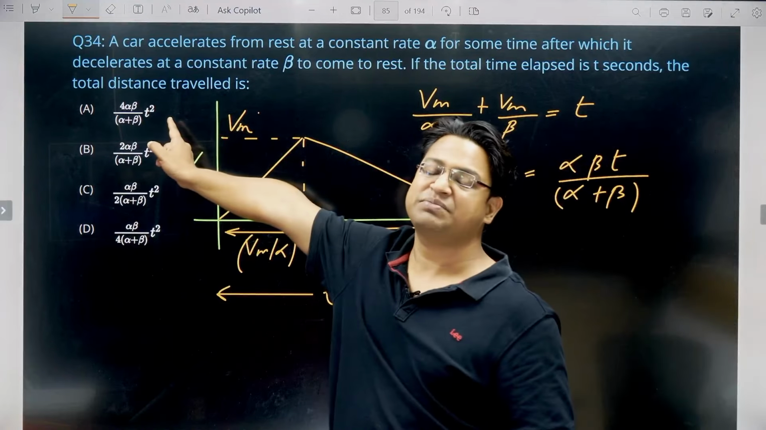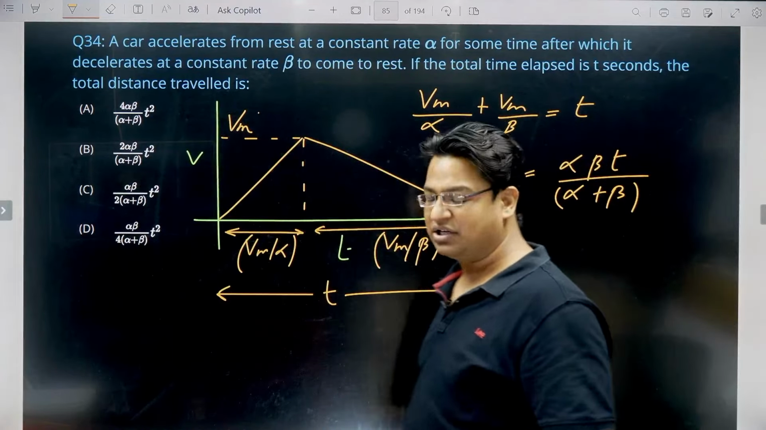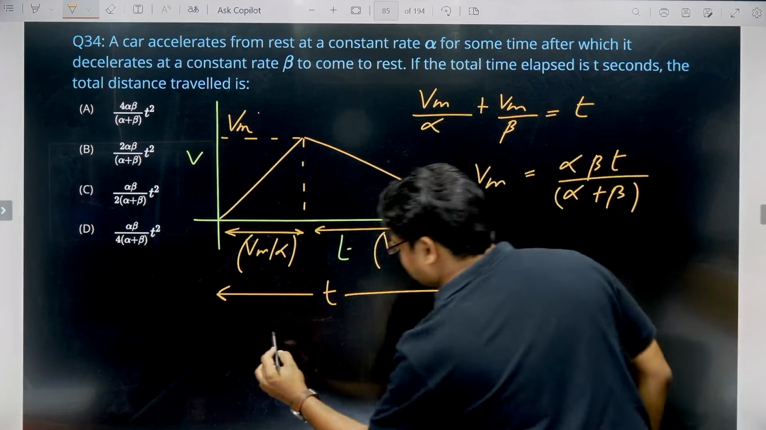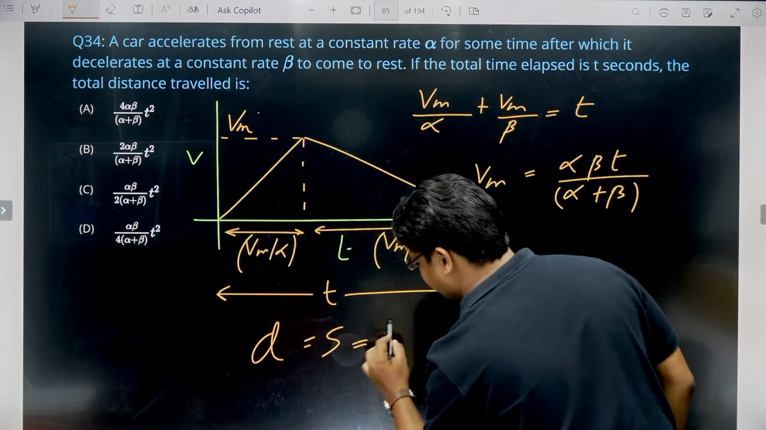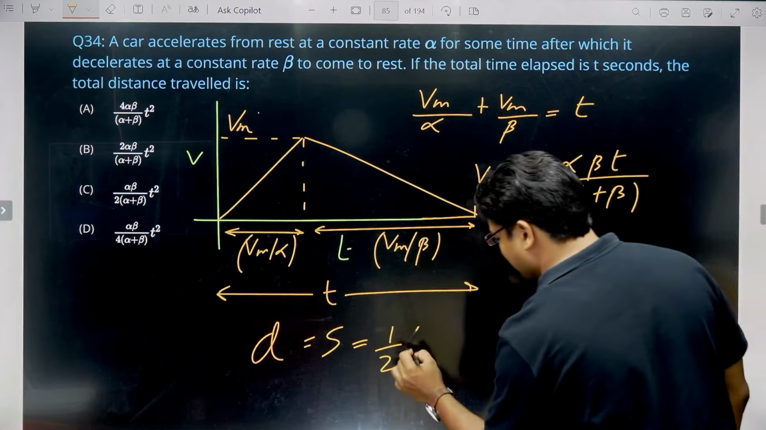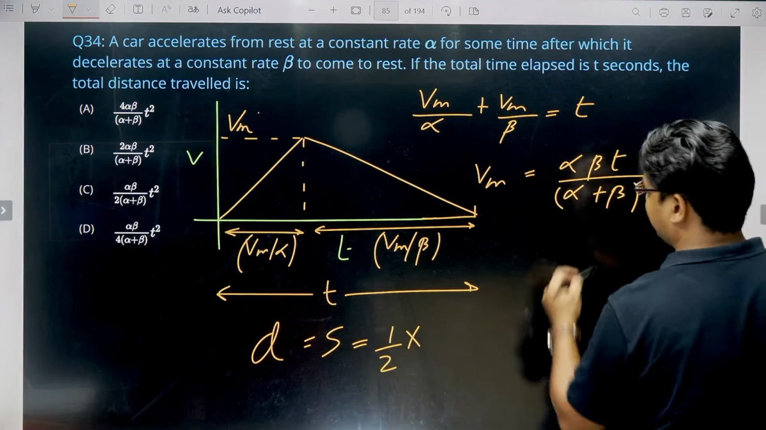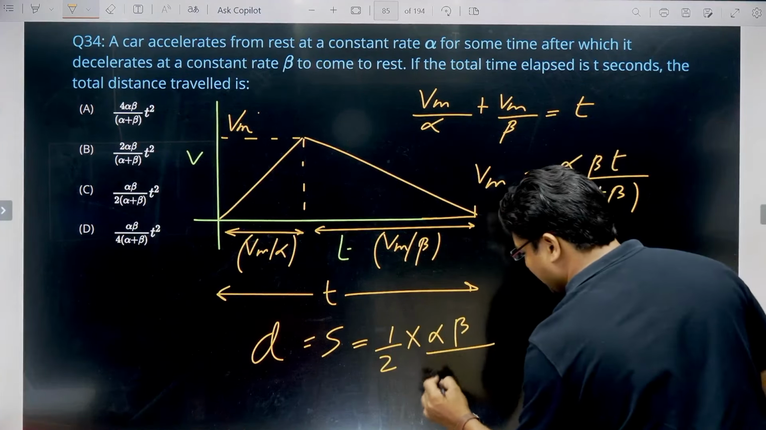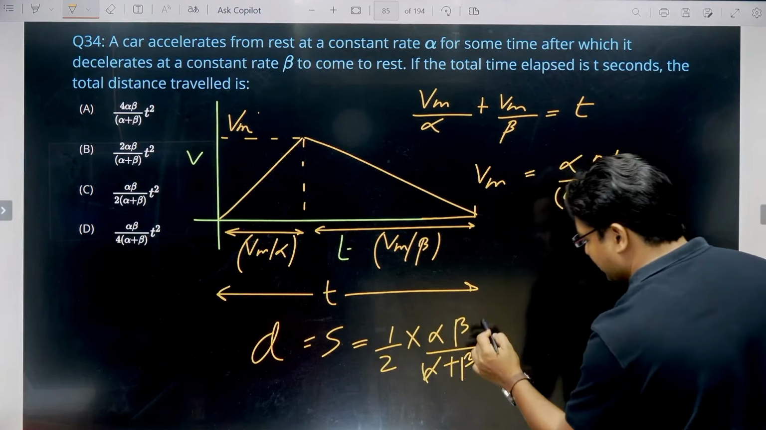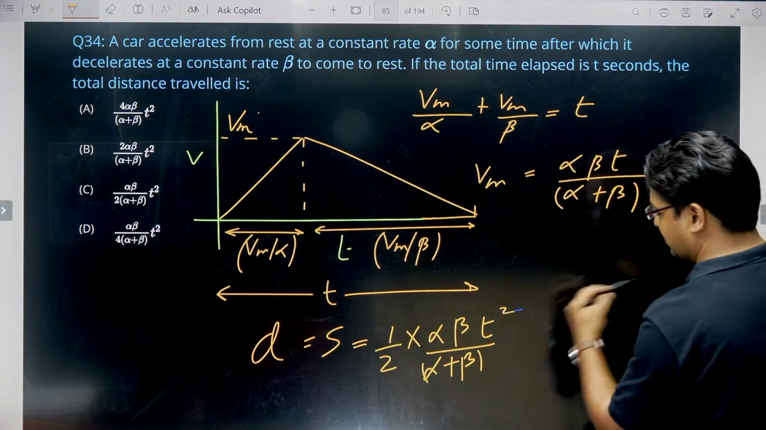Distance traveled will be same as displacement, because the car never turned back. It never went into the reverse direction. So the distance will be same as displacement, which will be equal to the area of this graph. So half into height is Vm. So Vm is alpha beta upon alpha plus beta into t. So half into height into base is t.